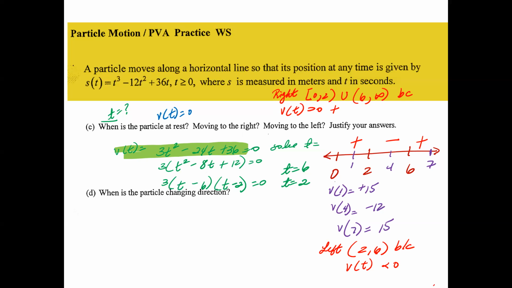So then for D, it says, when is a particle changing directions? Well, I knew that it changed directions between 2 to 6 seconds because it went from a positive to a negative and from a negative to a positive. So you can say that this particle changed directions at t equals 2 and then at t equals 6 seconds.